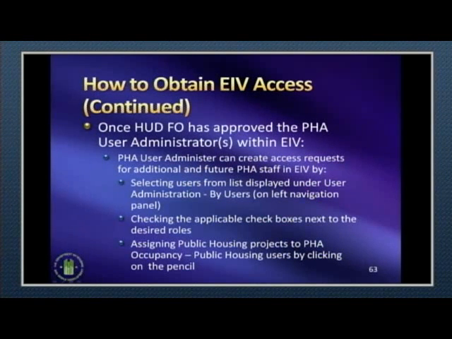If you have a user that's going to be a public housing user, you must ensure that once the access is approved, you also assign the public housing projects or AMPs, asset management project numbers, to that user, because if you do not, when the user tries to access public housing tenant information, they're going to get an error message saying that you are not authorized to view that information. Okay, so for public housing users, they must be assigned the project codes to the user ID by clicking on the pencil.